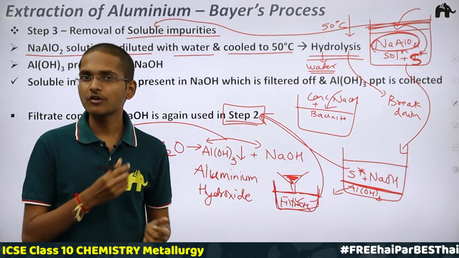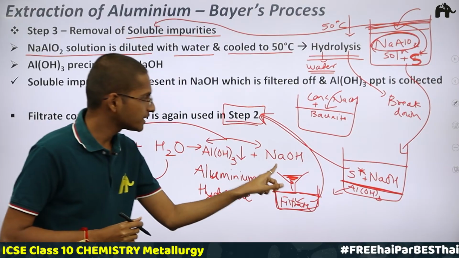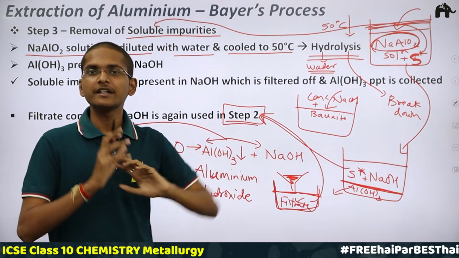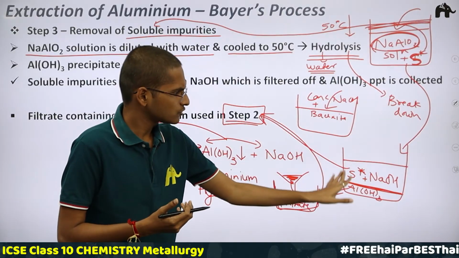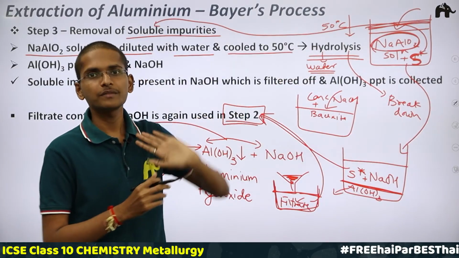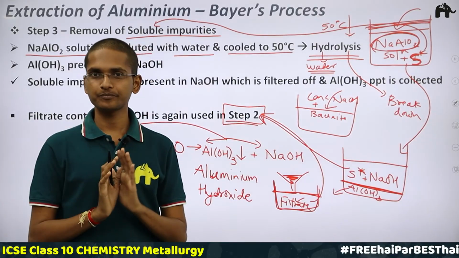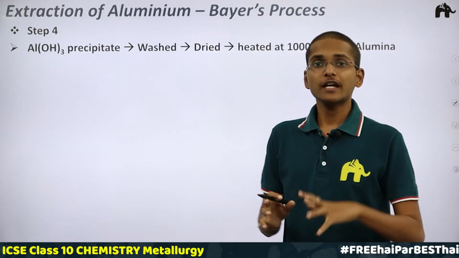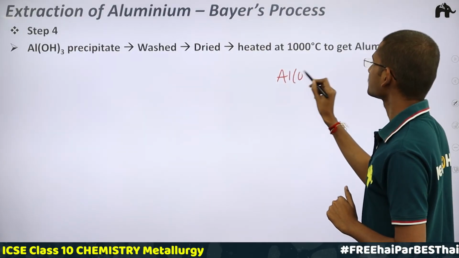But now we again think about the hole in our pocket. That's why we are using this NaOH as well, which is getting formed here, because we don't want this NaOH to get wasted. This NaOH can again play a role. It can again react with bauxite, right? Though the soluble impurities are present here, we are going to remove them in step 3 anyway. So that's why we just save our NaOH and use it in step 2. Clear with this part? Now let's move on to step 4. Now what have we got? We have got aluminium hydroxide precipitate, correct? This one in our step 3.